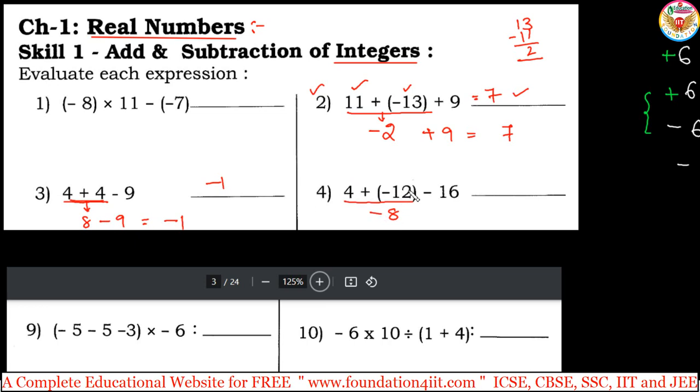Difference is 8. 12 before. 12 is a bigger number numerically, so the minus sign you keep. Then minus 16. Both are negatives.